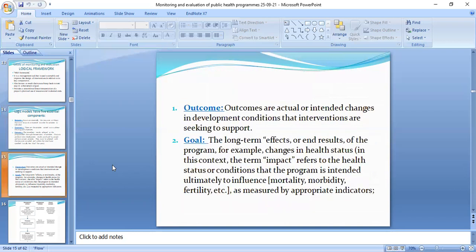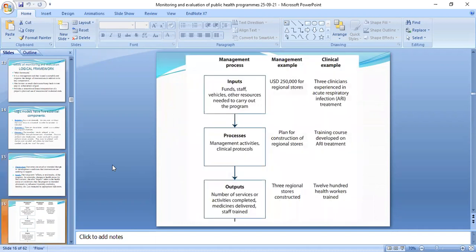The next level is outcome. Outcomes are actual or intended changes in development conditions that interventions are seeking to support. The last level is the goal. It is a broad term denoting the long-term effects or end results of the program, for example, changes in health status. In this context, the term impact refers to the health status or conditions that the health program is intended to ultimately influence, such as mortality, morbidity, fertility, etc. And it is measured by appropriate indicators.